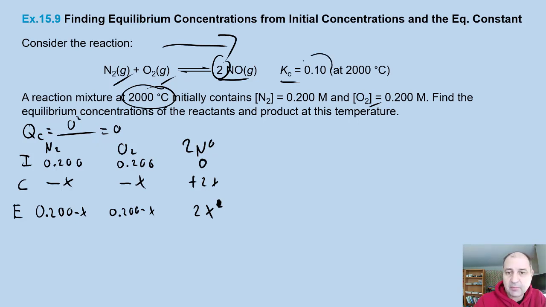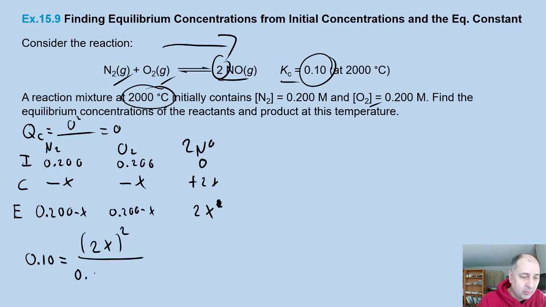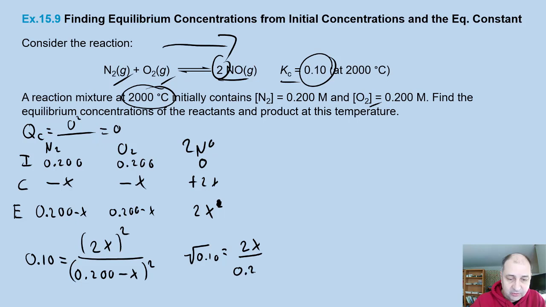So Kc, which I'm given here, is 0.10, equals 2x squared divided by 0.200 minus x times 0.200 minus x, which is also squared. That makes my algebra a little bit easier. I can take the square root of both sides here. So I get the square root of 0.10 equals 2x divided by 0.200 minus x.